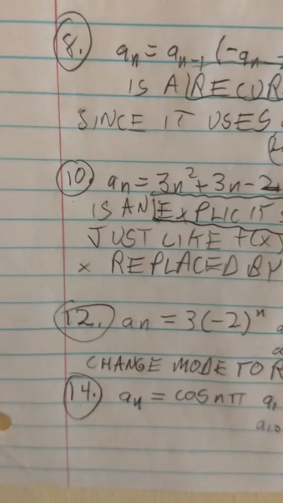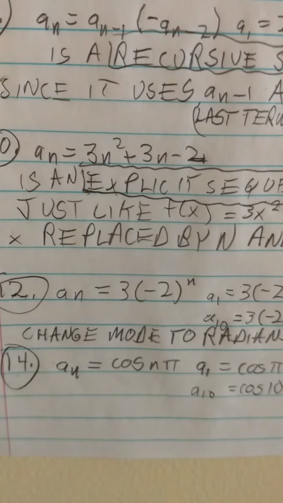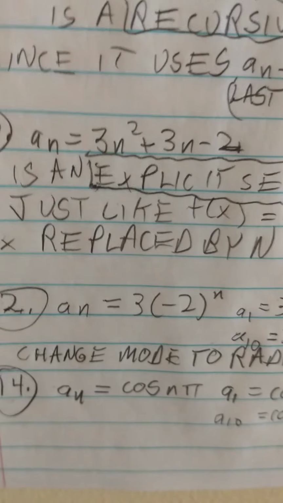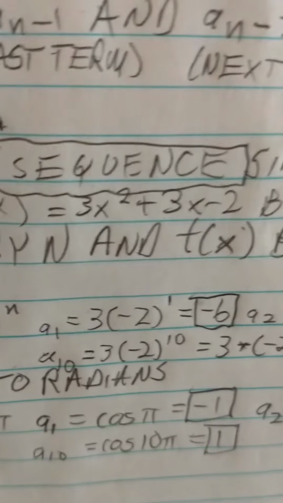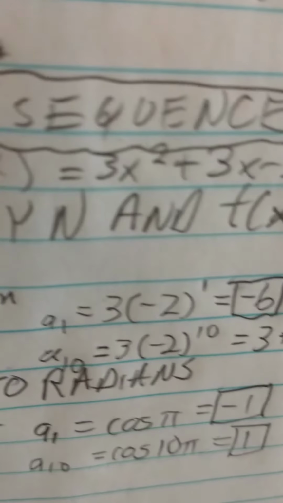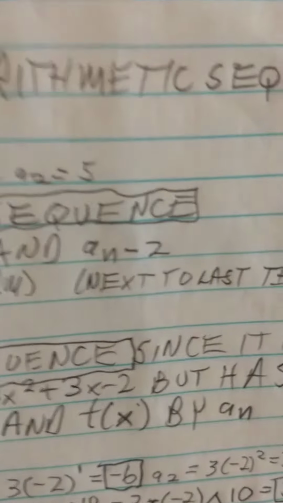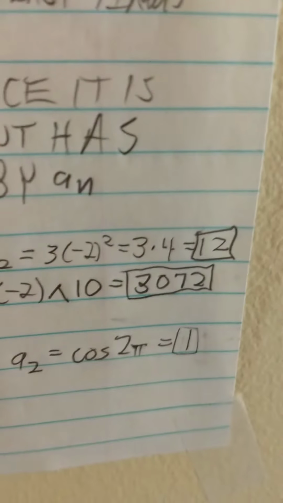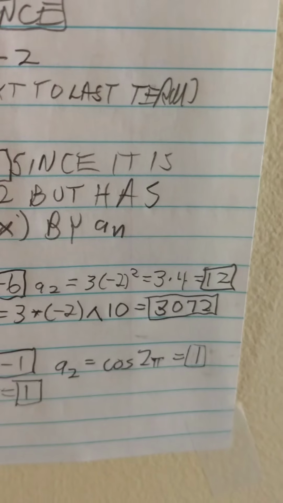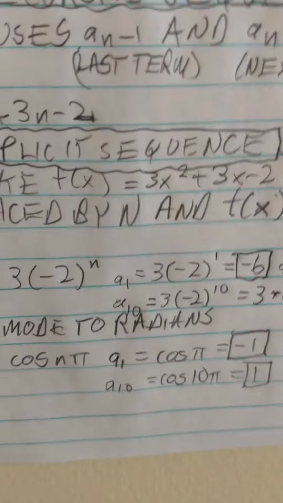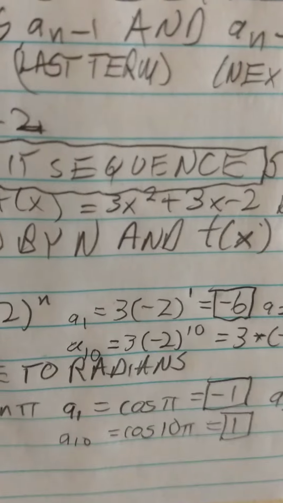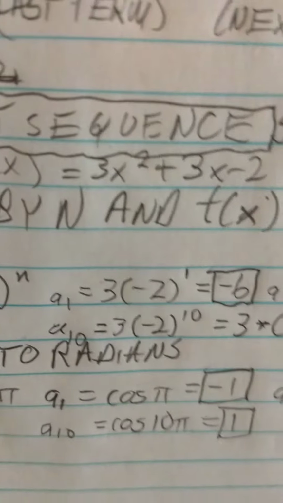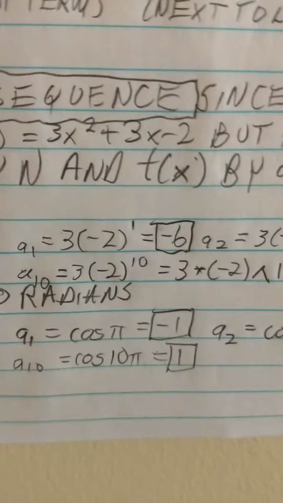Okay? Then problem 14 is a sub n is equal to cosine n pi. Before you do this, you'd need to change the mode to radians. So cosine pi, in radian mode, is negative 1. a sub 2 is cosine 2 pi, which your calculator will show you is 1, and a sub 10 is cosine 10 pi, which your calculator will show you is 1. That's just 5 times 2 pi, so it's just gone around the circle 5 times.